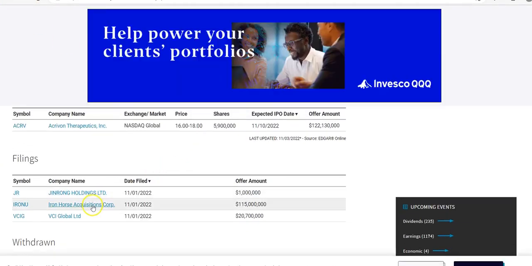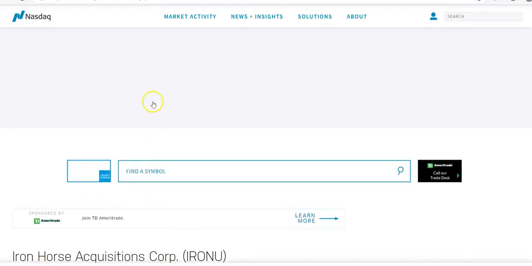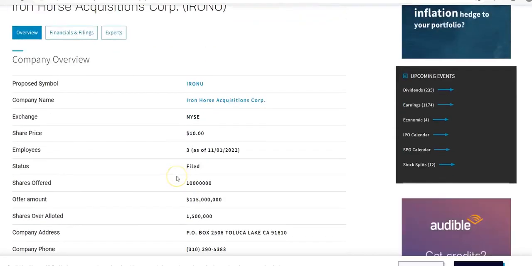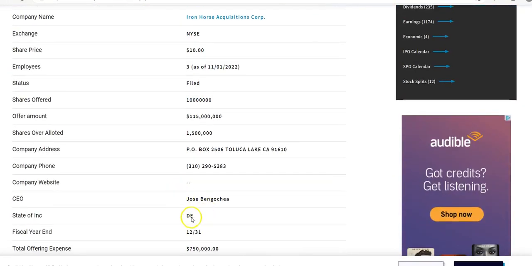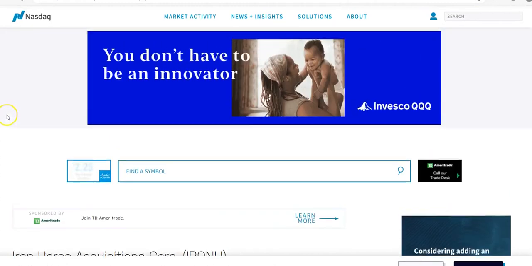So let's look at Iron Horse. I like that name. I wonder what they are. Now, you know, if you really wanted to, you could come in here and you could kind of find out what do they do. Delaware, right there. And we come down here. Merger Capital Stock Exchange. Asset acquisition, stock purchase, finance.